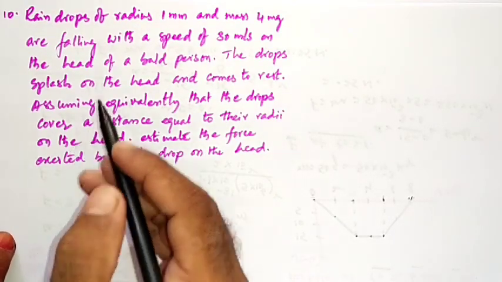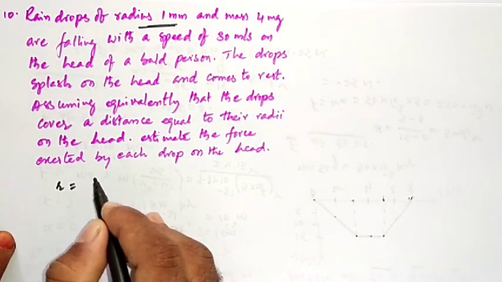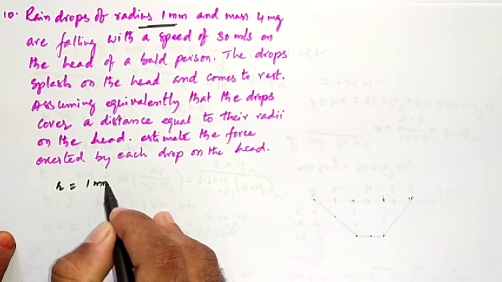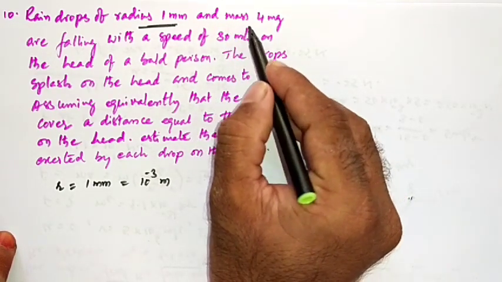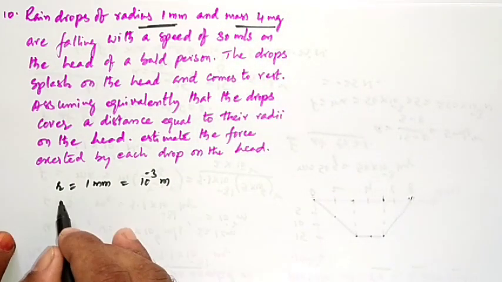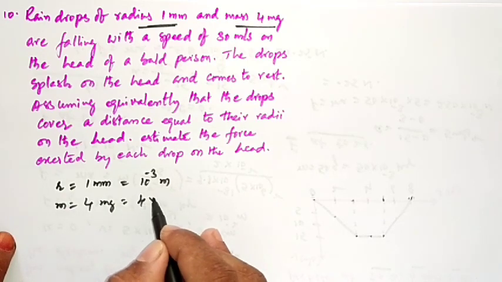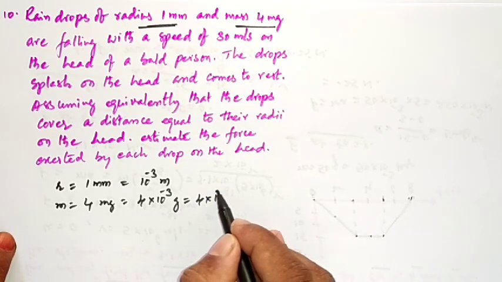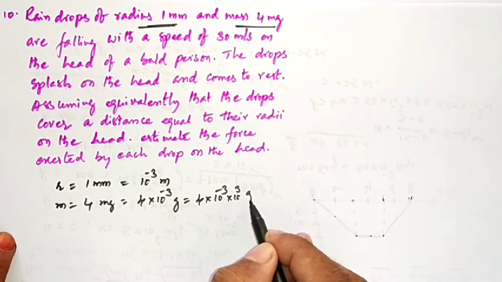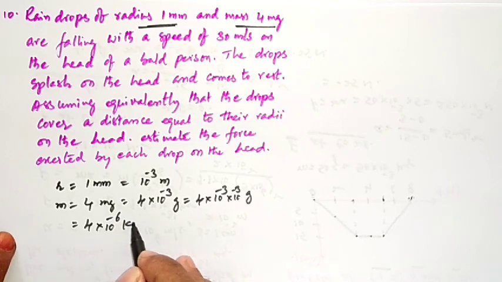Now see this question. Raindrops of radii 1 mm. So the radius of the raindrop is 1 mm. If you convert this, it is 10 power minus 3 meters. And mass 4 mg. What is meant by mg? 4 mg means 4 milligrams. That is 4 into 10 power minus 3 grams, that is 4 into 10 power minus 3 into 10 power minus 3 kg. So simply I can write 4 into 10 power minus 6 kg.